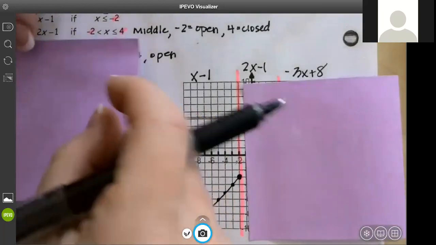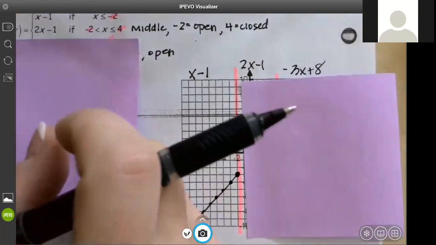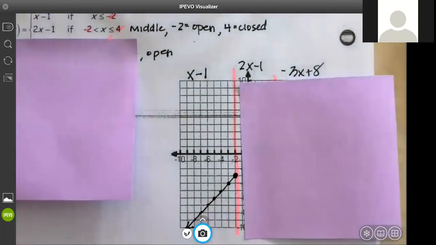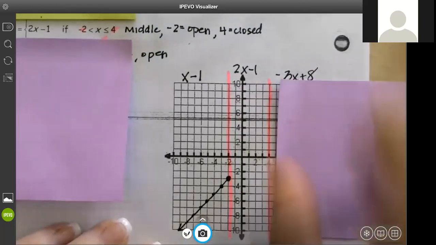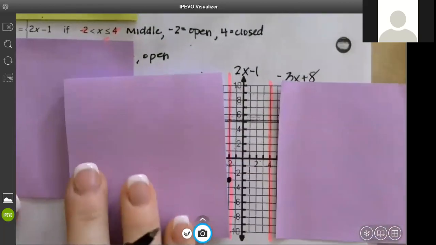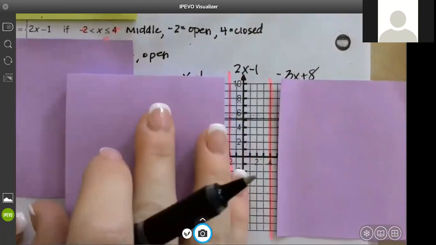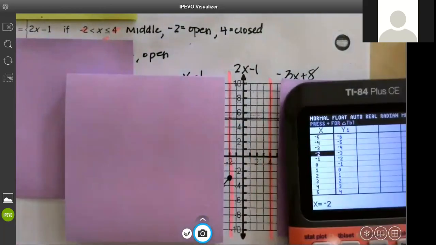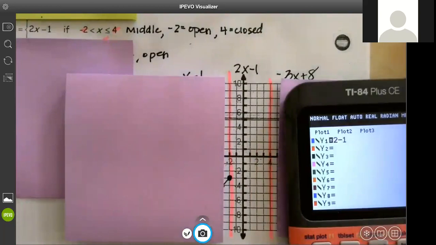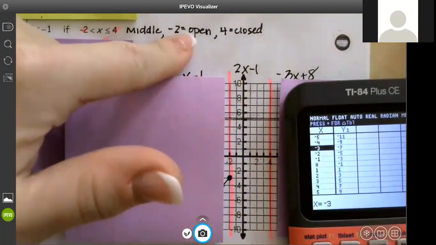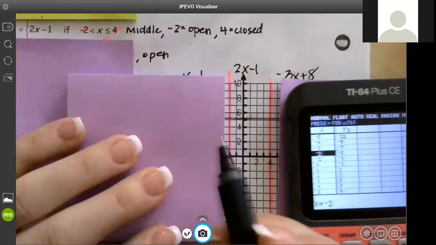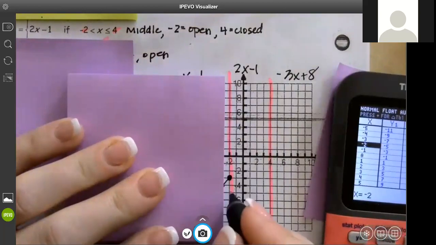Then we're going to move to the middle. So you're only looking at the middle. We don't care about this side, and we've already graphed on this side. So we're only looking at the middle. In my calculator, 2x minus 1. On -2, we put that it's open. So at -2, -5, it's open.